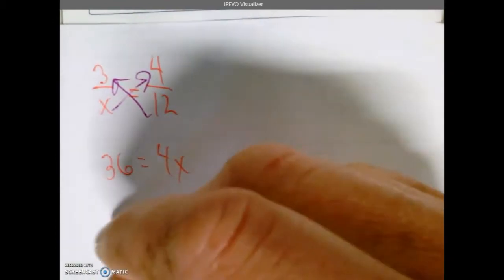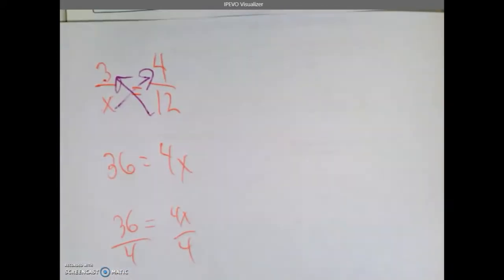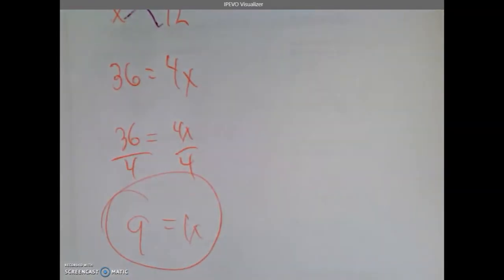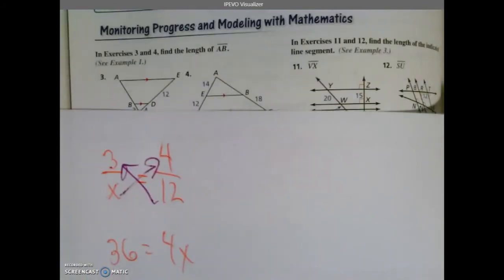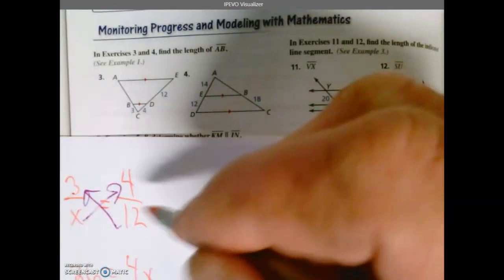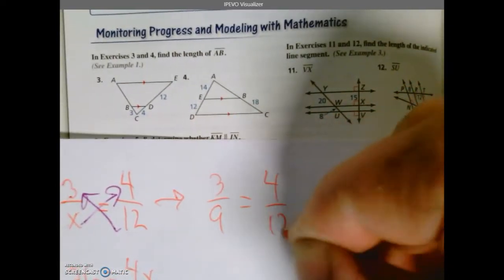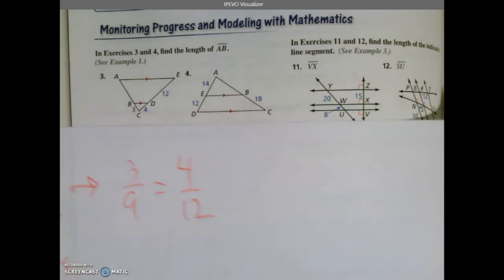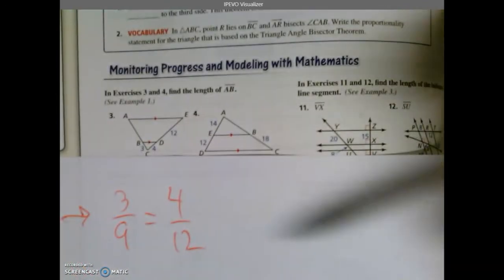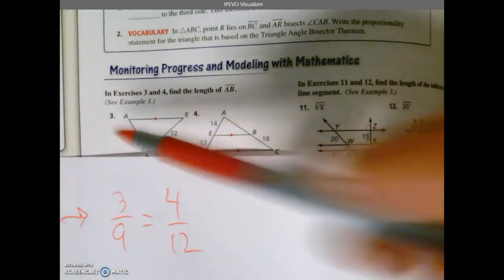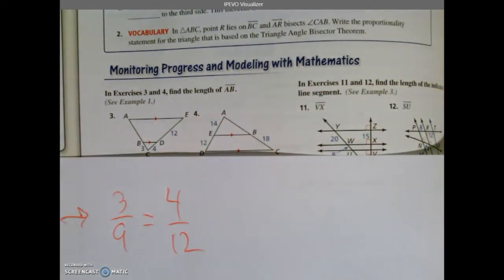We want x alone, so divide by 4 on both sides. So 4x over 4 is 1x, 36 over 4 is 9. And that's your proportional side. If we put it back into the original, we'd say 3 is to 9 as 4 is to 12. If this side's 4 and this part's 12, then this is 3, and that has to be 9. That's how this theorem helps you. It's guaranteed that those parts will be proportional.